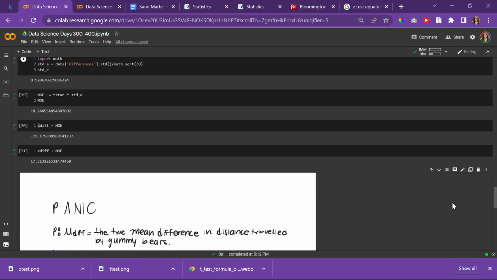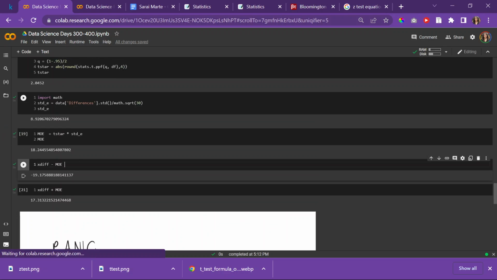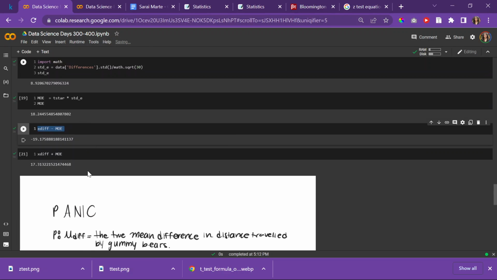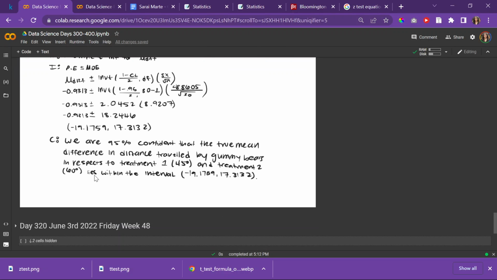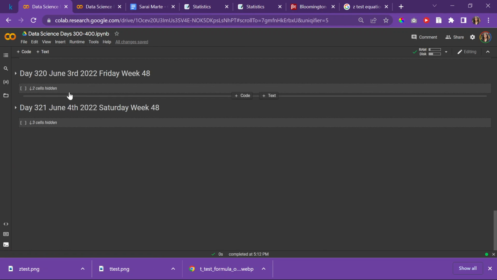What we're trying to estimate is the mu diff, which is the true average difference in distance traveled by the gummy bears, from the population, because it's the true one. This x diff, x bar, the mean difference, is just an estimate from our sample data. Anyway, so that's done.